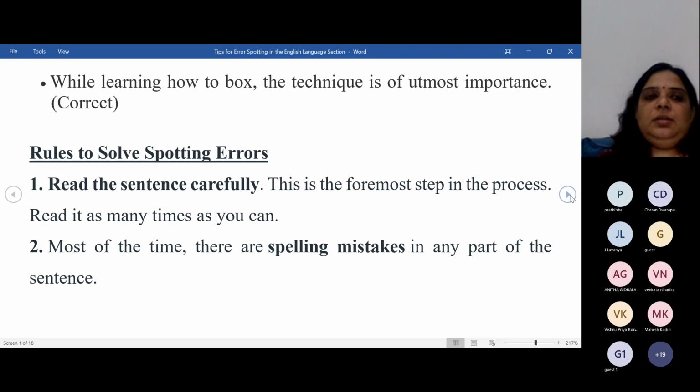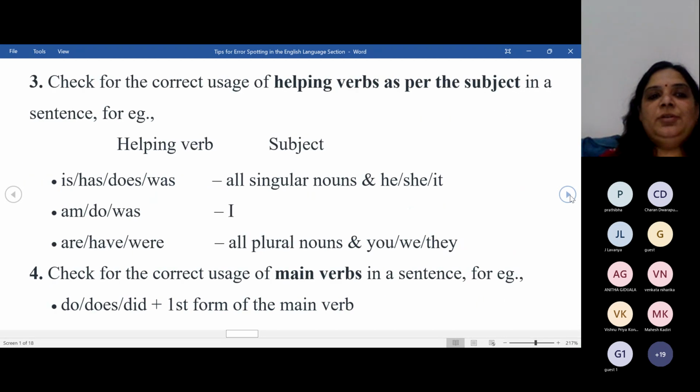Okay. Then again, there are other things like, read the sentence carefully. This is the foremost step to the process. Many times there are spelling mistakes in any part of a sentence. Even because of the spelling part also, they can be spotted as errors. For example, you have to check for them. Just giving you the rules, okay, the helping verbs.